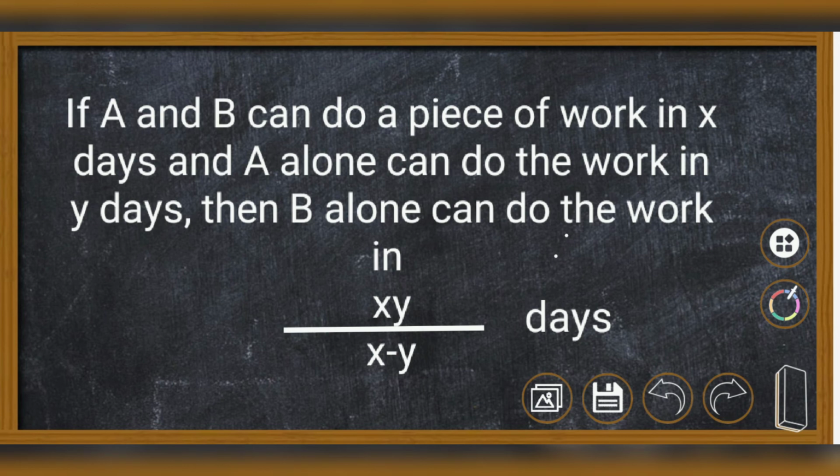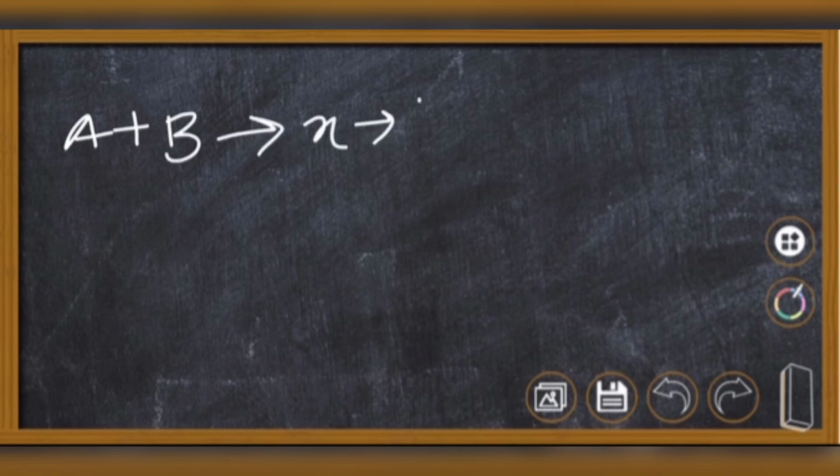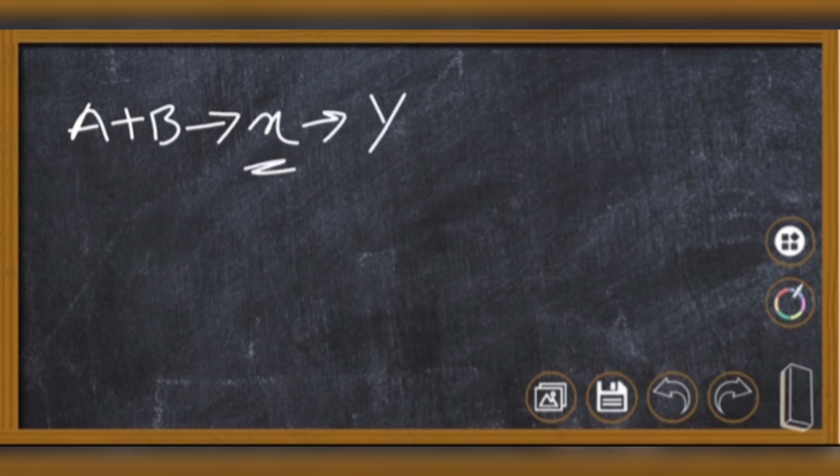If A and B can do a piece of work in X days and A alone can do the work in Y days, then B alone can do the work in XY divided by X minus Y days. Here A and B together can do the work in X days. So they can do 1 by X of the work in one day.